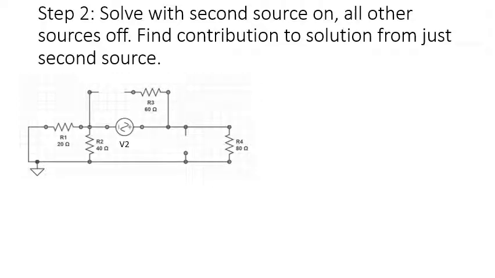Now I get to do this with the second source on, so now with V2 on. I turned V1 off, it became a short circuit. What I notice is that V2 here, remember, was just 5, plain old 5. This is DC. This means our frequency is 0 because I don't see anything as a function of time.